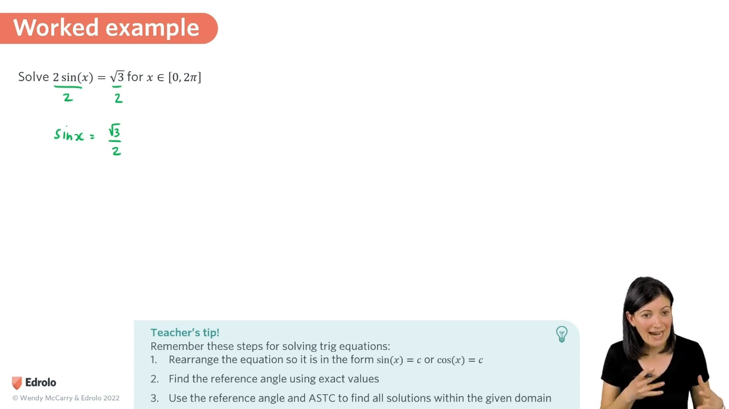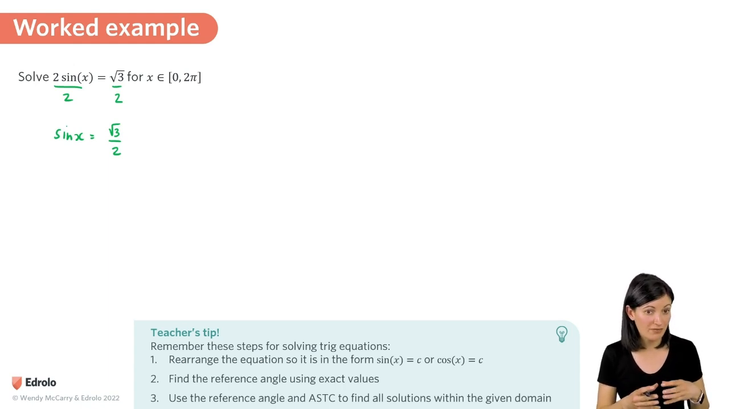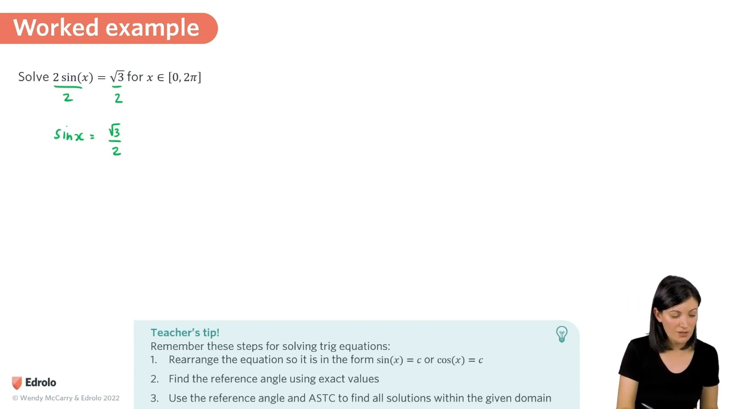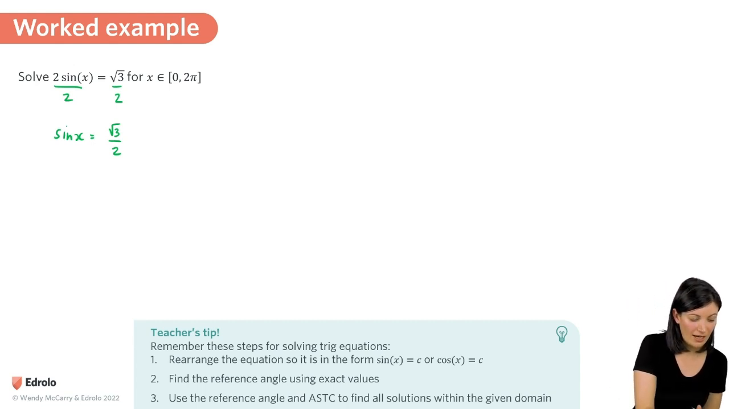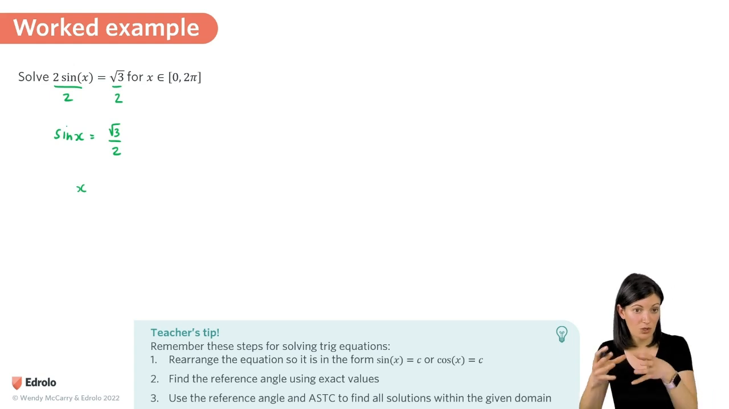Now what I need to do is use my knowledge of exact values to work out for what angle x is sine of x equal to root 3 on 2.